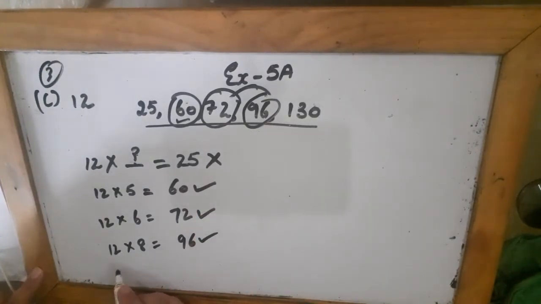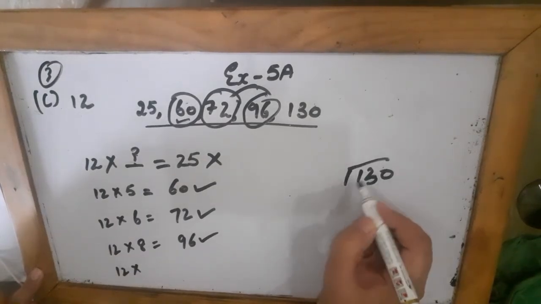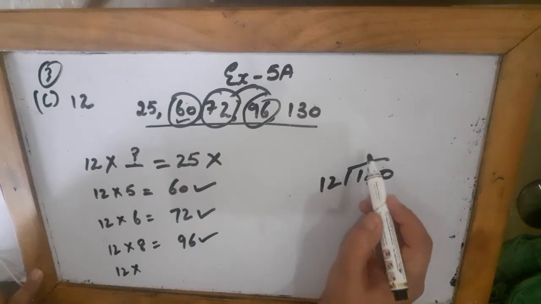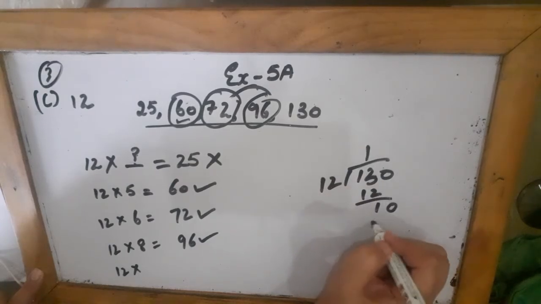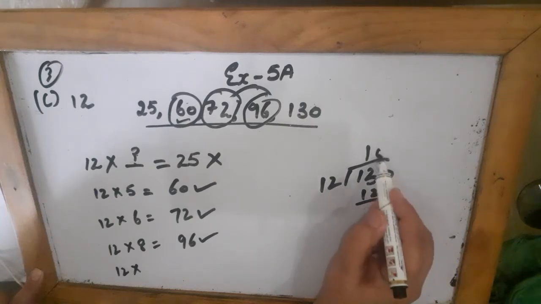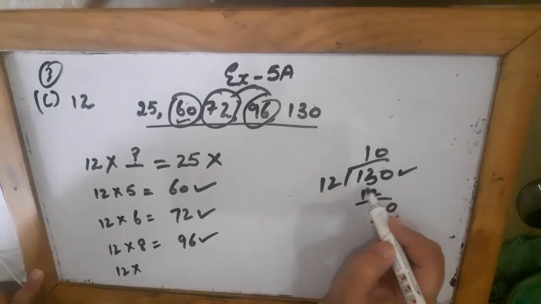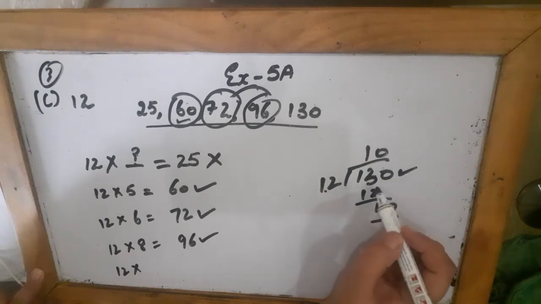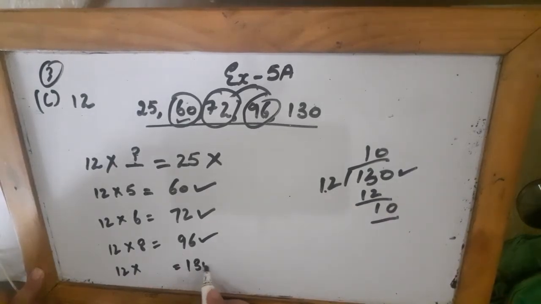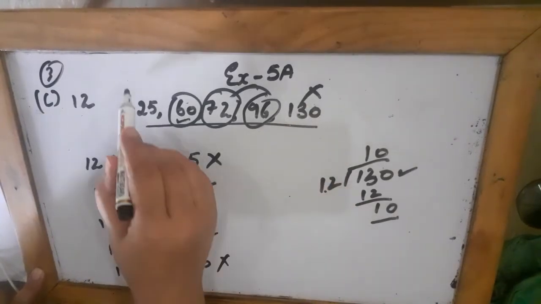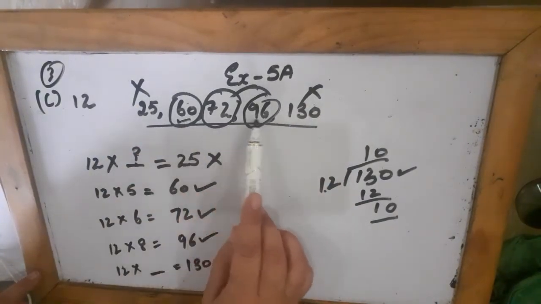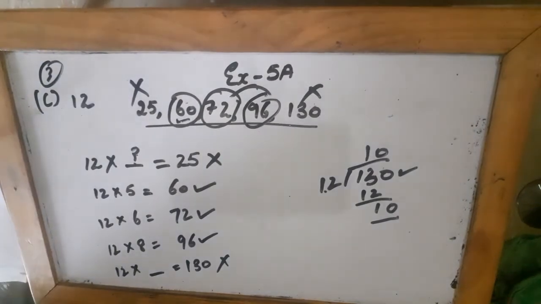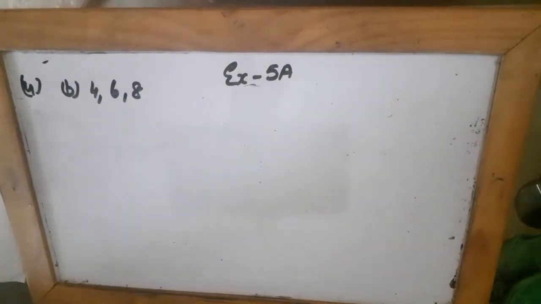Now 130, let's see. If I divide this by 12, 12 ones are 12 and I am left with 10, I cannot divide by 12. So this number 130 is not divisible by 12. So it means that 130 is not a multiple of 12. So this is not a multiple of 12, while these three are multiples of 12. I will explain the B part of the fourth question.